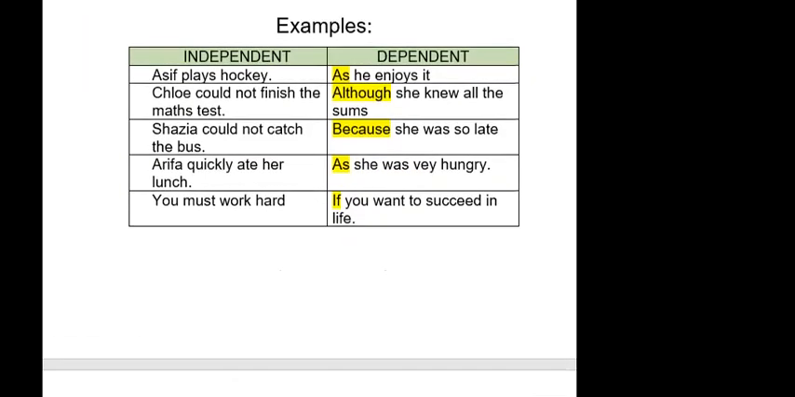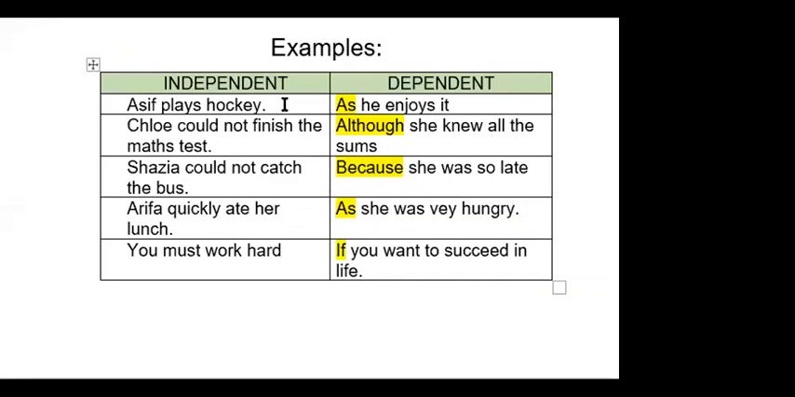All right, let's give examples of independent and dependent clauses. So, Asif plays hockey, right? That's a sentence. Does it have a subject? Yes, Asif is the subject. Does it have a verb? It has a finite verb, plays, and it has a tense. He always plays hockey, so it is a present continuous tense. It's happening all the time and presently, right? Okay, so that's an independent clause. It can stand on its own. That's the question you need to ask yourself. Can the sentence stand on its own?